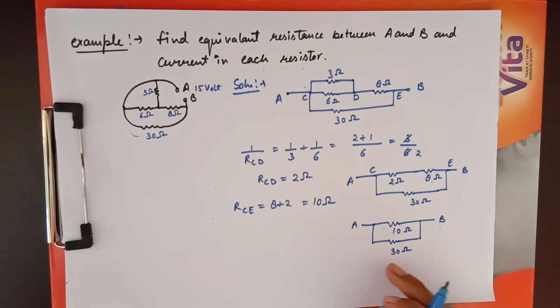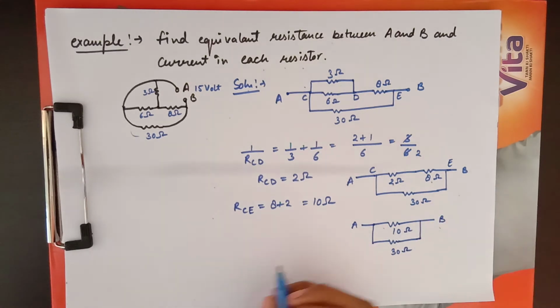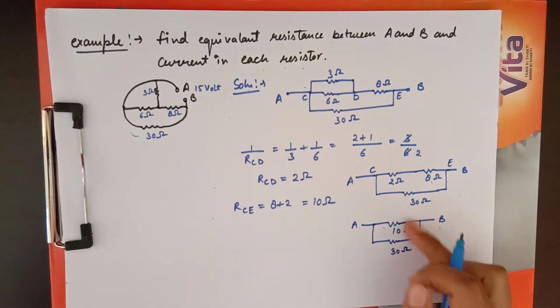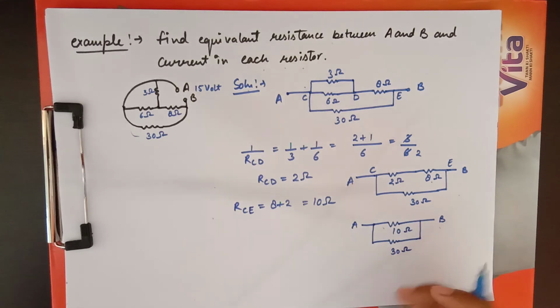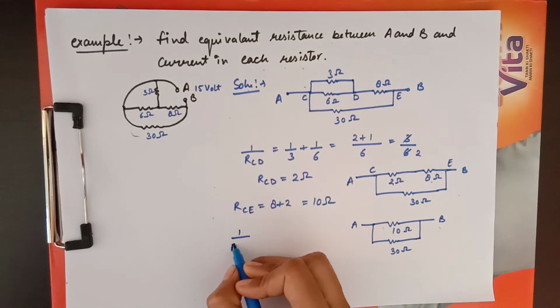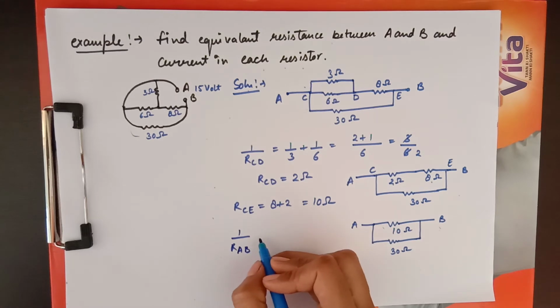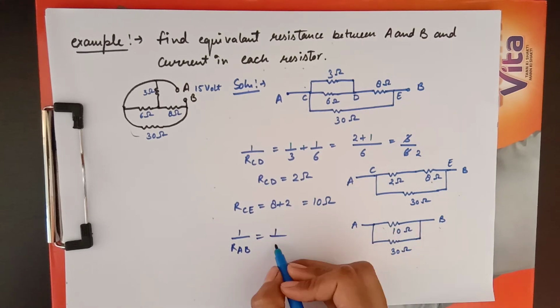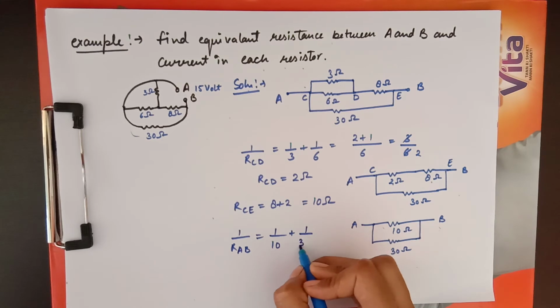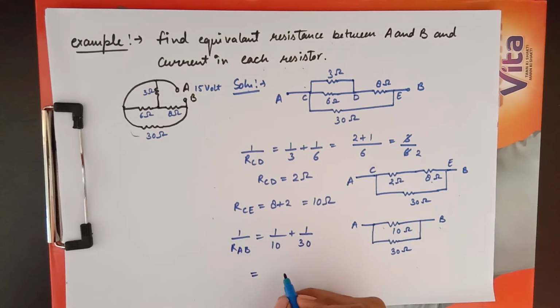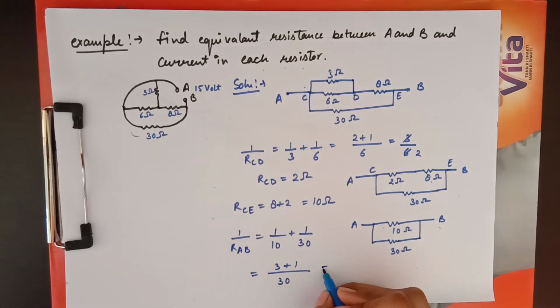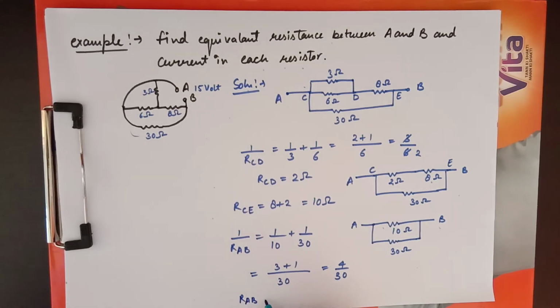Now we have simplified this question. Next, these two resistors are connected in parallel. So finally we will write 1/RAB = 1/10 + 1/30, and it gives (3 + 1)/30, which is 4/30. So RAB comes out to be 7.5 ohm.